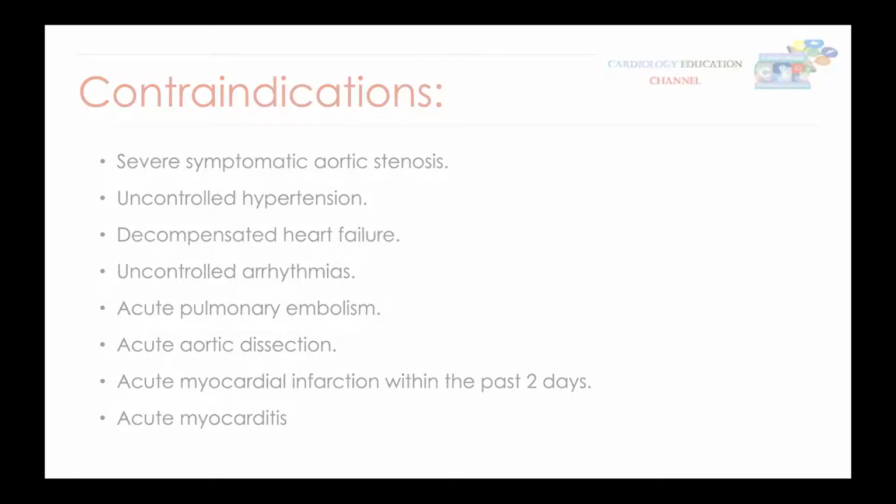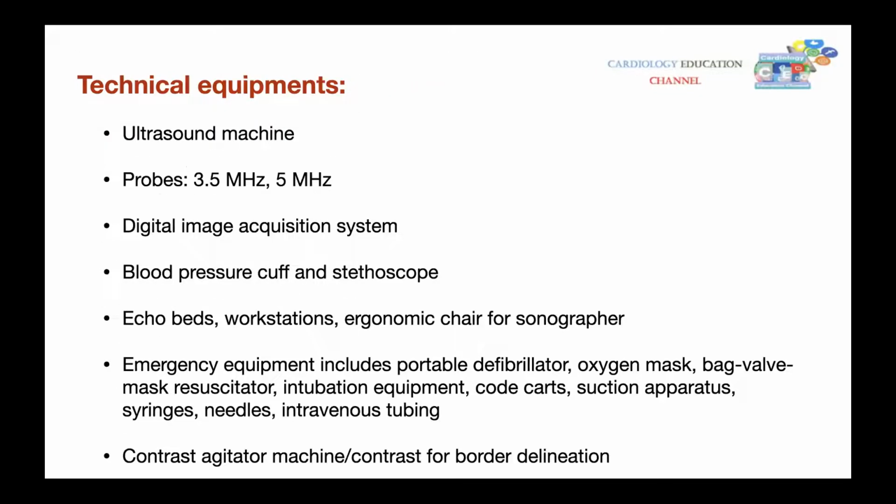You need some requirements to do the test properly. You should have a machine with sufficient probes for the patients. You should have a digital image acquisition system, preferably with a quad screen view like we showed before. Blood pressure cuff and stethoscope, echo beds, ergonomic workstations for the sonographer, and emergency equipment. And this is very important, including a portable defibrillator and oxygen masks, because complications may occur and you should be ready to handle these complications well.